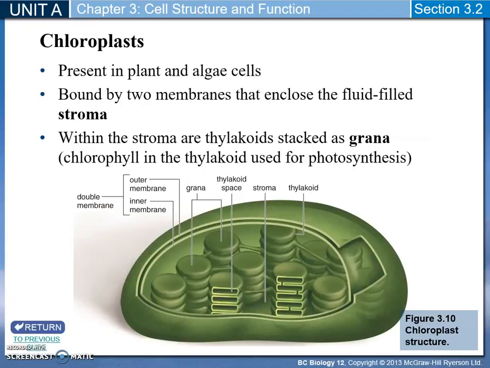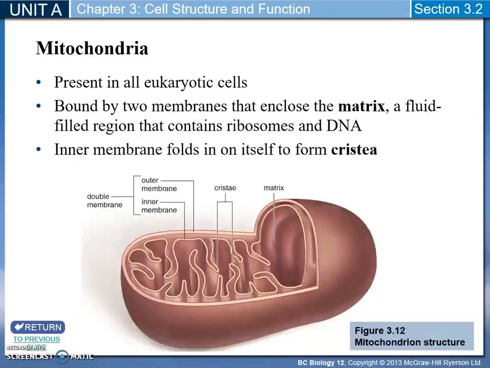So here's the chloroplast, again, which you find only in plant cells and algae. They're bound by two membranes that enclose the fluid-filled stroma. It is these structures which are responsible for the green color of most plant cells. Within the stroma are what are referred to as thylakoids, and they're stacked as grana within the chloroplast. And you can see the other structures in that diagram there.